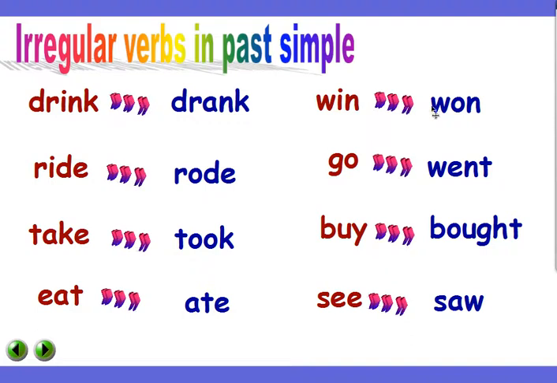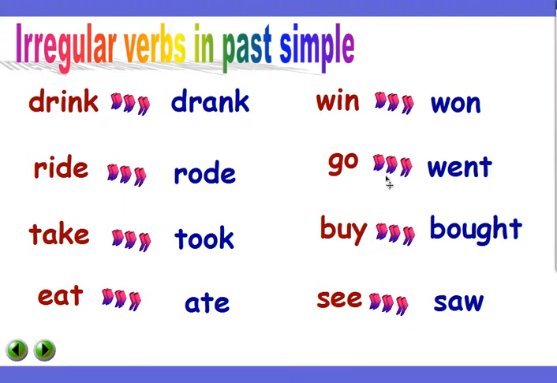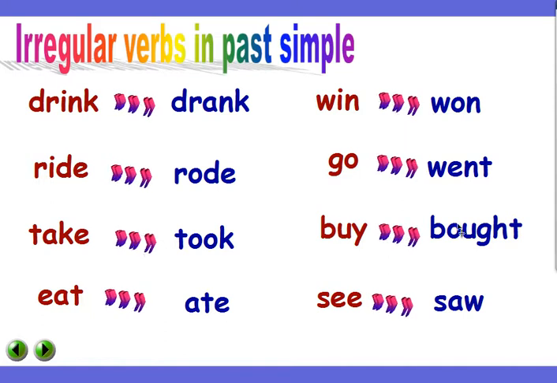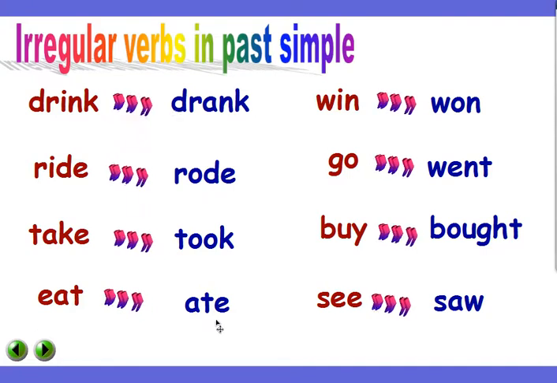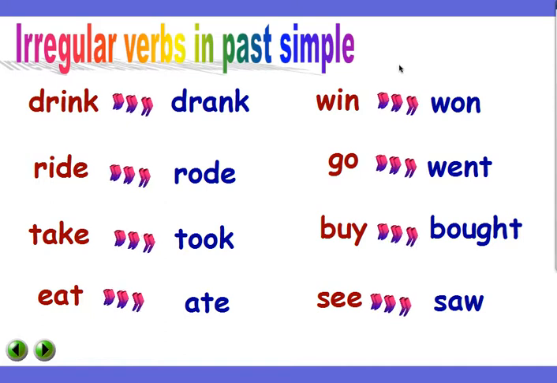Win, won. Ride, rode. Go, went. Take, took. Buy, bought. Eat, ate. See, saw. Here these verbs change. We must memorize them. We must remember them.